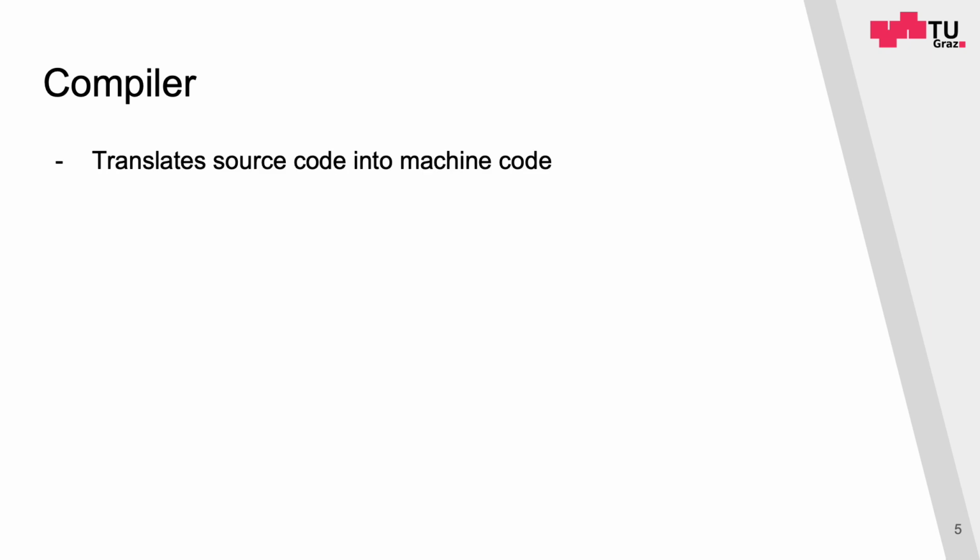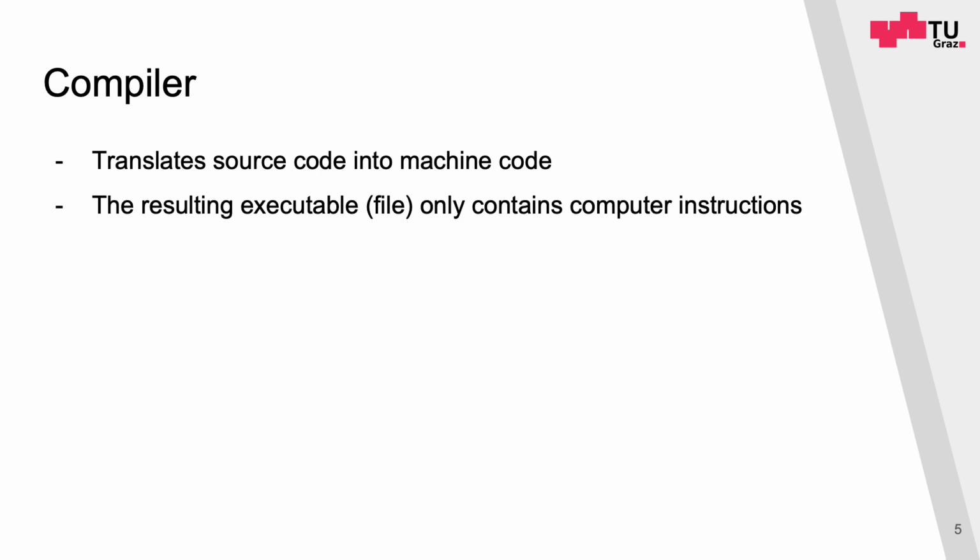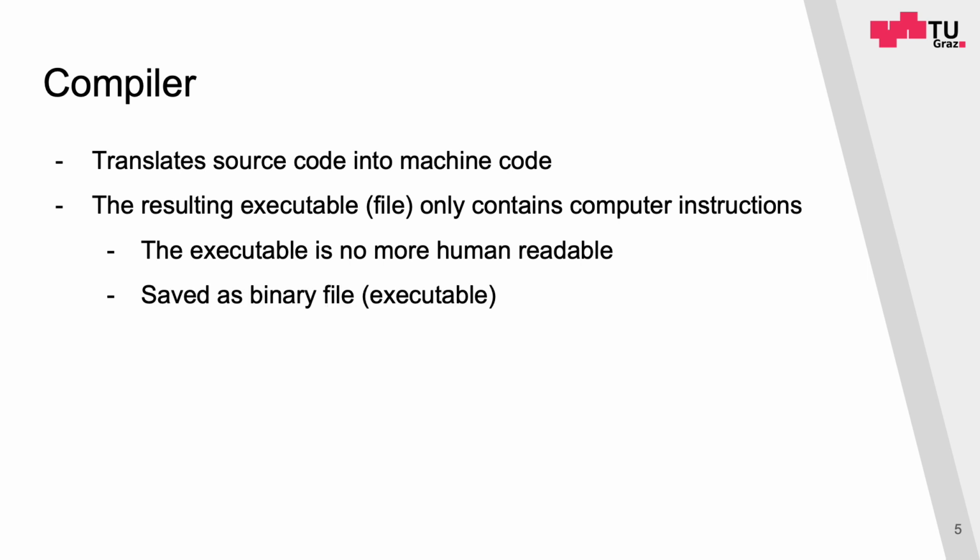So the compiler translates your source code or your text into machine code. And the resulting executable file only contains computer instructions. Those computer instructions are no longer human readable, which means you cannot read them. And the resulting file is saved as a binary file on your hard drive.